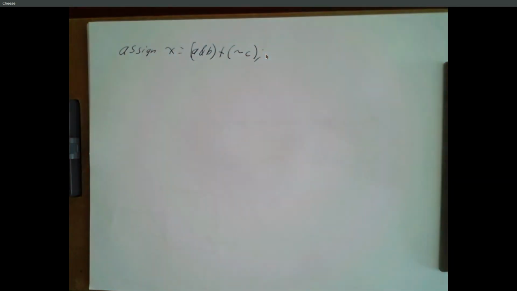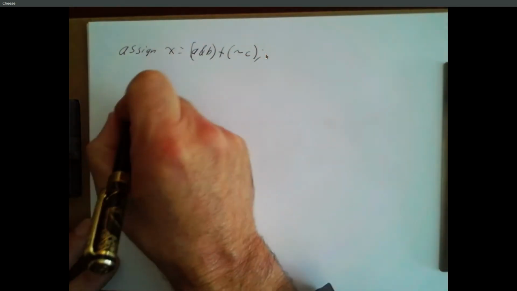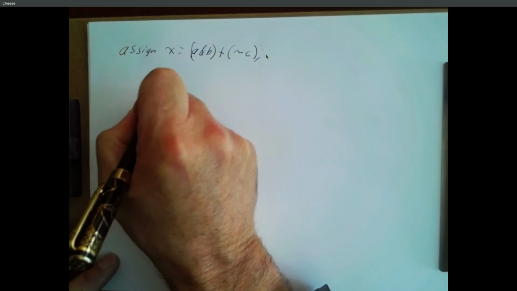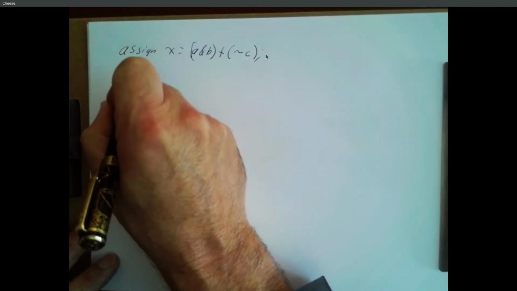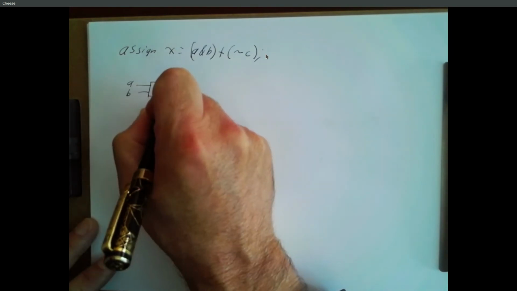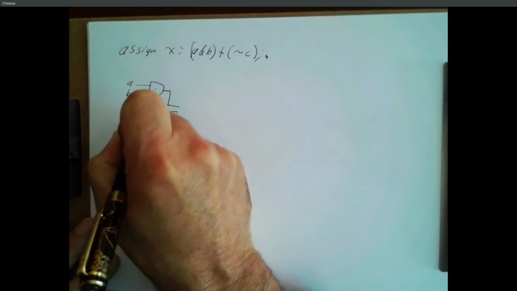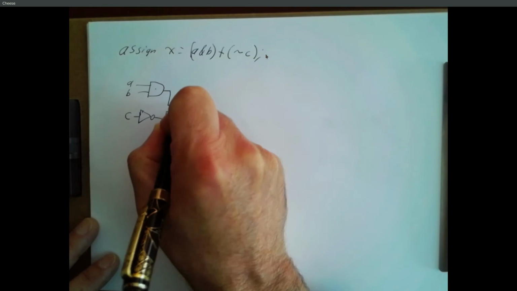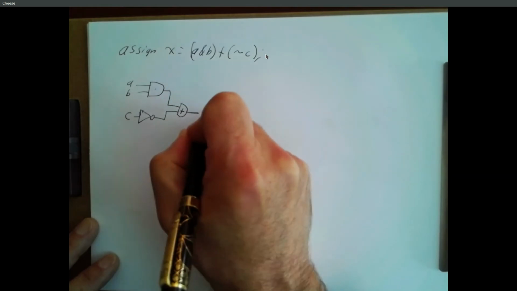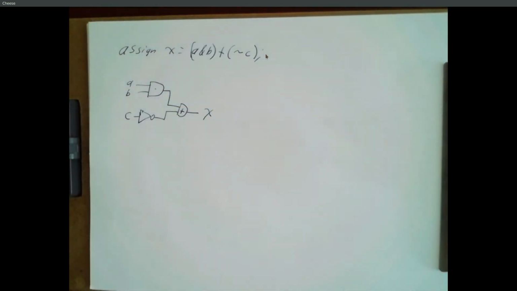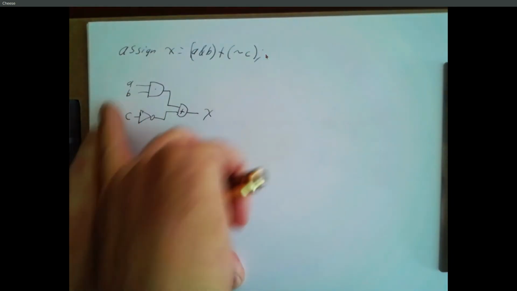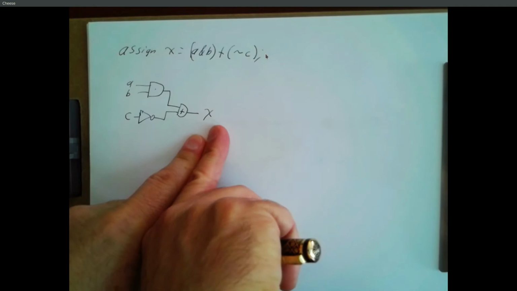Assign x equals a and b or not c. That's actually going to take an AND gate. It's going to connect the two inputs to a and b. It's going to take c, run it through an inverter, and it's going to OR that with the output of the AND gate. And it's going to connect the output to x. So this is saying, build me this piece of circuit, connect a, b, c, and x thusly.